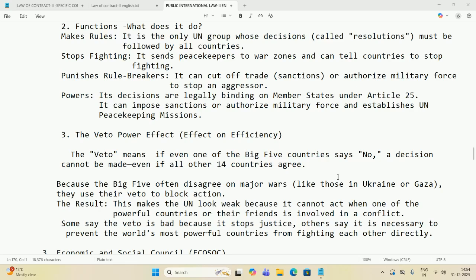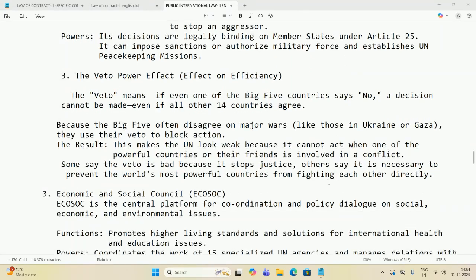The veto means that even if one of the Big Five countries says no, a decision cannot be made, even if all other 14 countries agree. Because the Big Five often disagree on major wars like those in Ukraine or Gaza, they use their veto to block action. What is the result? This makes the UN look weak because it cannot act when one of the powerful countries or their friends is involved in a conflict. Some say the veto is bad because it stops justice. Others say it is necessary to prevent the world's most powerful countries from fighting each other directly.